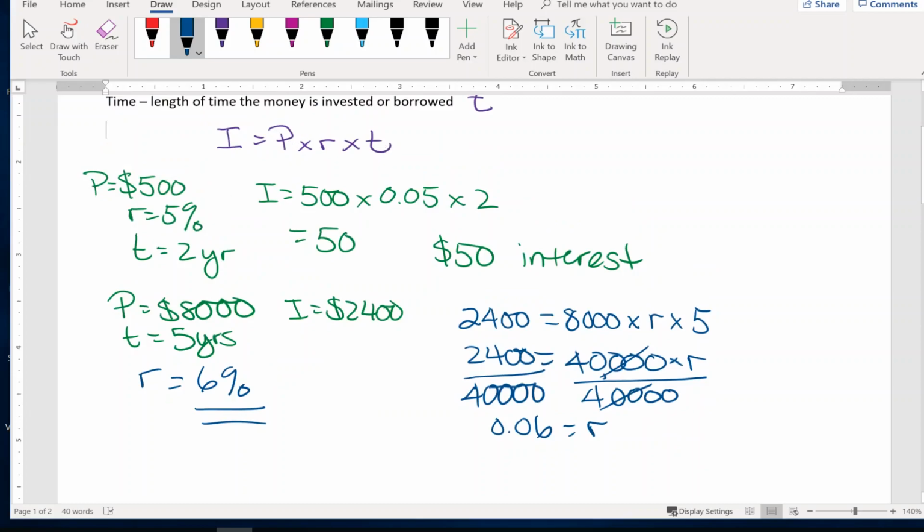We can do the same thing with any of the variables here. As long as we have any 3 of them, we can calculate the 4th one in the same method. So whether you're calculating interest or principal or time, you can do that using this formula here. And that's simple interest.